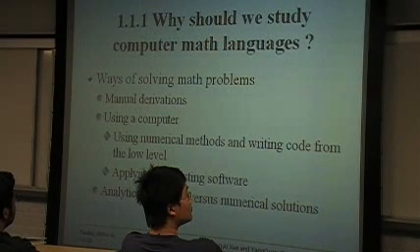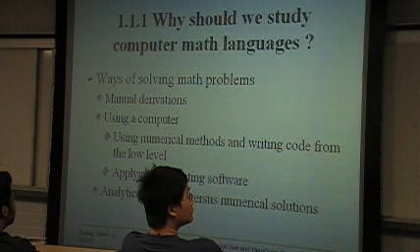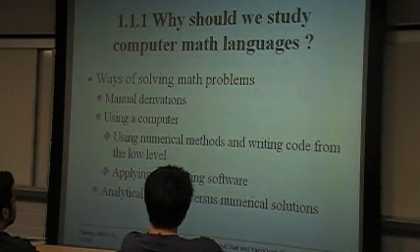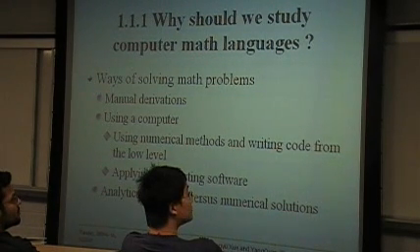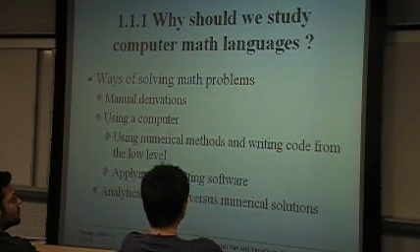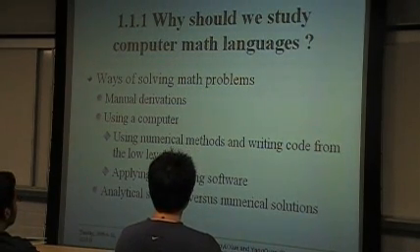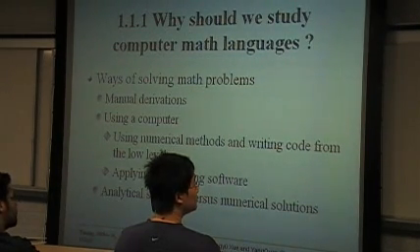There are many ways to use computers to solve mathematical problems. If you are trying to solve a certain problem, you can use different languages. For instance, you can use the C language. And if you want to find the eigenvalue of a matrix, you have to find a proper package, and then link the package, and then you can solve the problem. This part, we call using numerical methods and writing code from the low level. And this will cost you very much time.